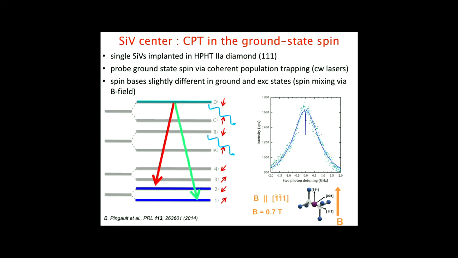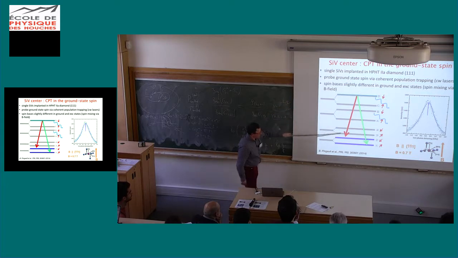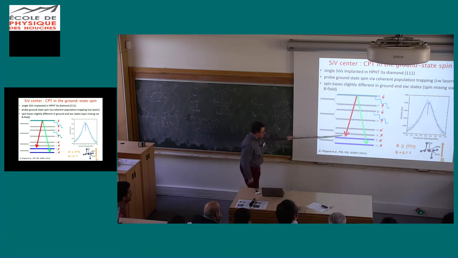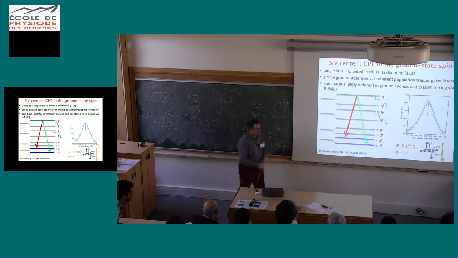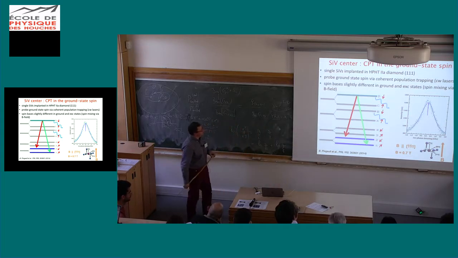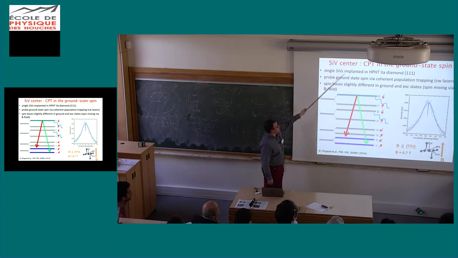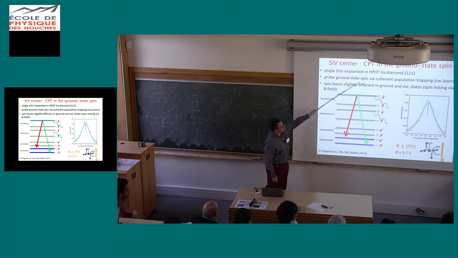So to conclude, just a nice experiment that was realized in many places, but for instance in Saarbrücken and in Cambridge. In Saarbrücken in the group of Christoph Becher, and in Cambridge in the group of Mete Atatürk. In these experiments, they considered single silicon vacancies, which were produced by implantation in an ultra pure sample, and then they probed the ground state spin via coherent population trapping.